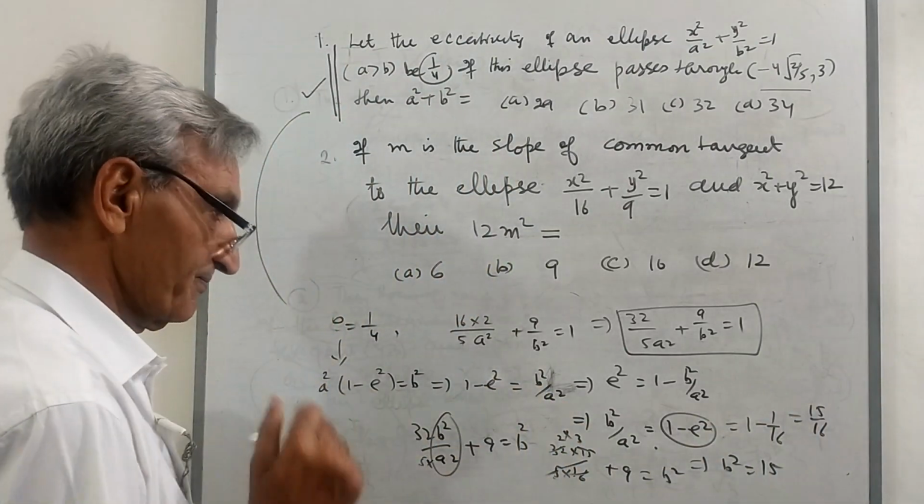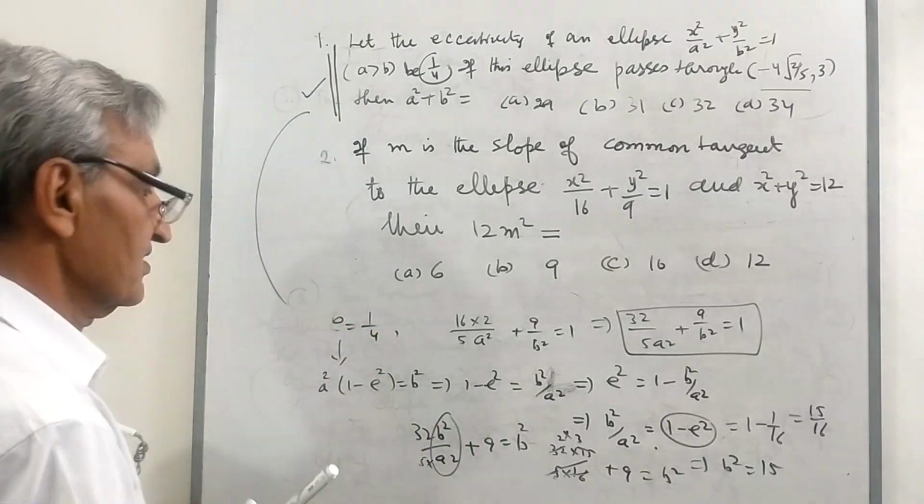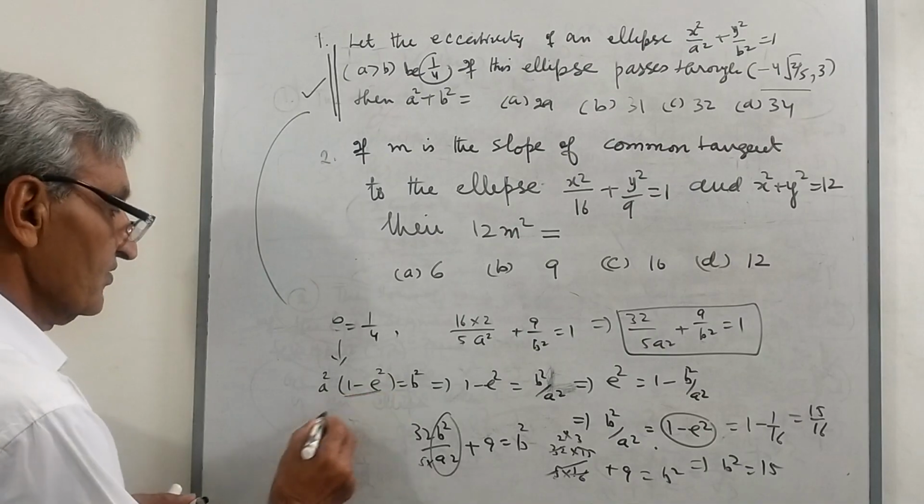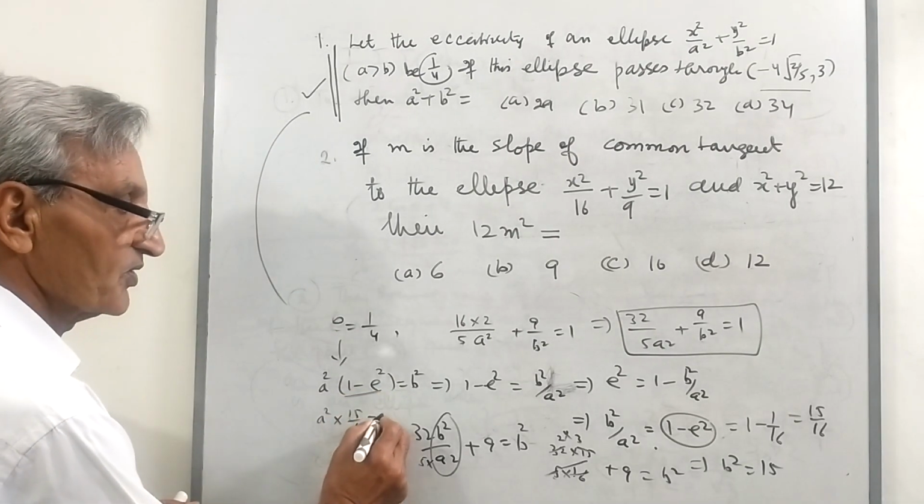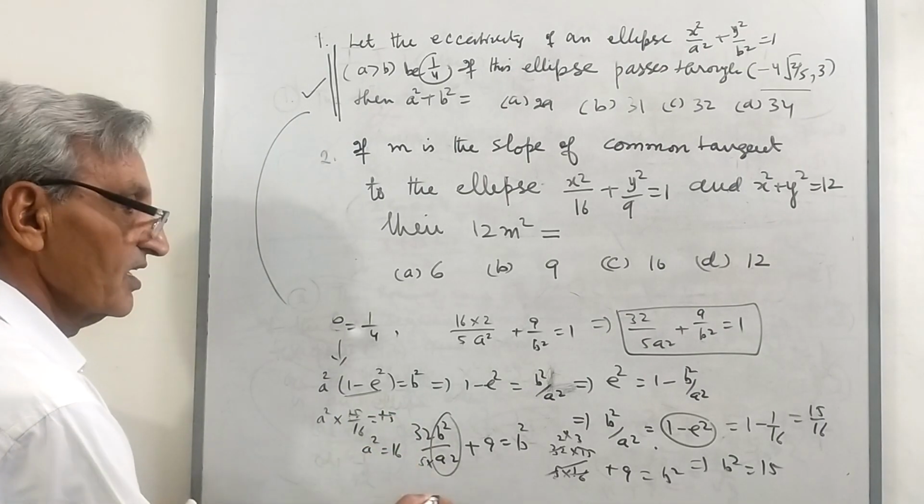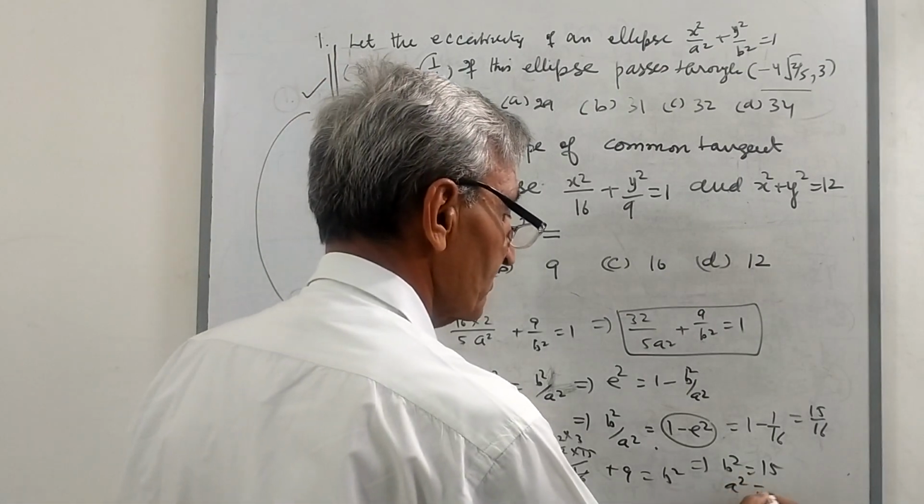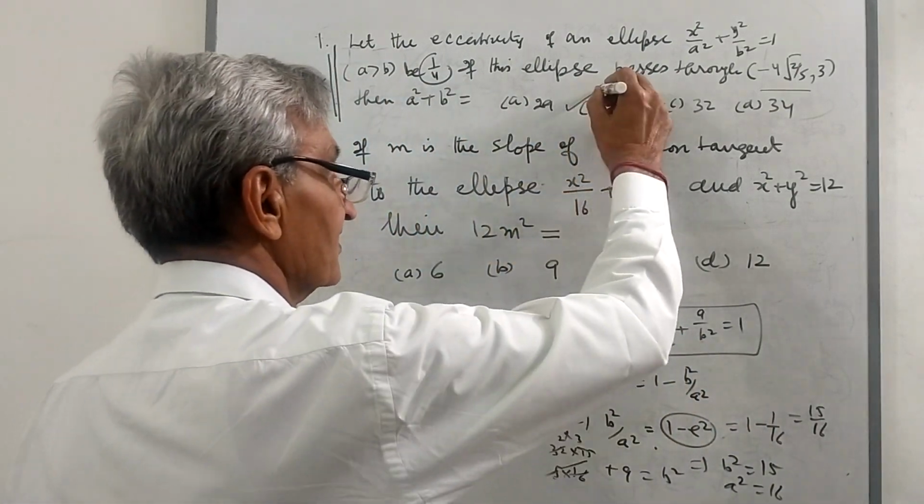Okay, this is here. After getting B square and after getting E is equal to this, A square can be found. A square into 15 by 16 is equal to what? 15. So A square is equal to 16. And therefore, their sum is equal to 31. My answer is 31.